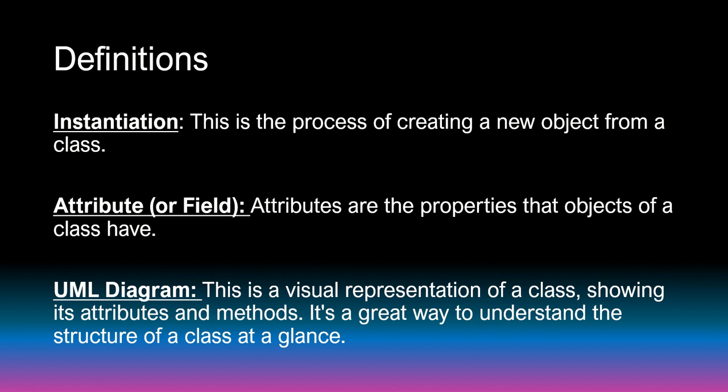I believe I already covered this, but attributes or fields are properties that the object or the class have. And then your UML diagram is a visual representation of a class showing the attributes and the methods. It also describes the visibility of those attributes and methods, whether they're public or private. And then it also indicates the data type or return type of whatever's being presented within the diagram. It's a great way to understand the structure of a class at a glance.